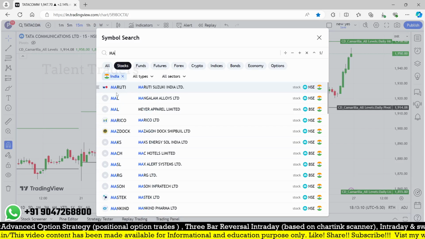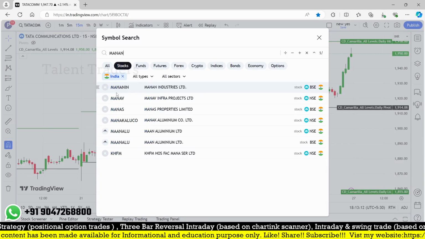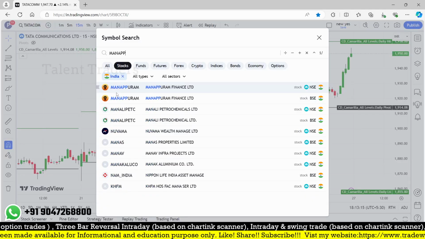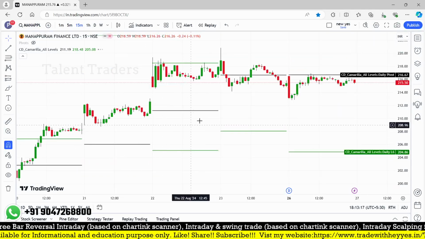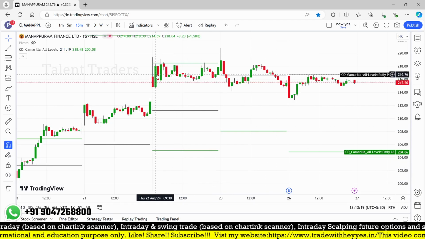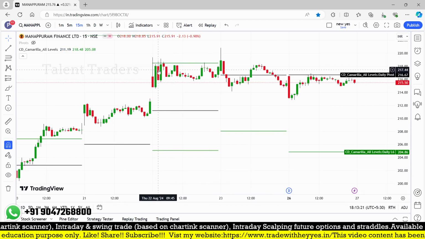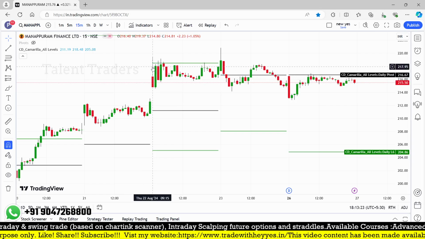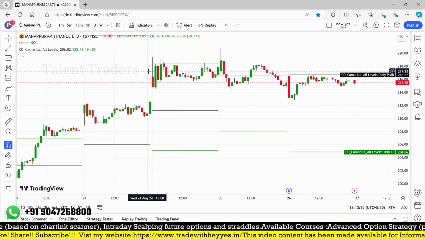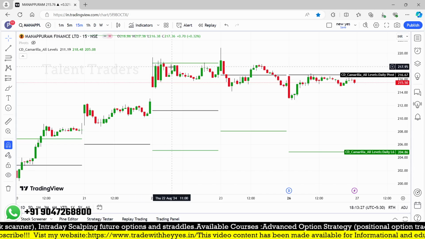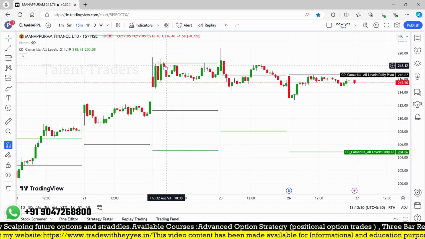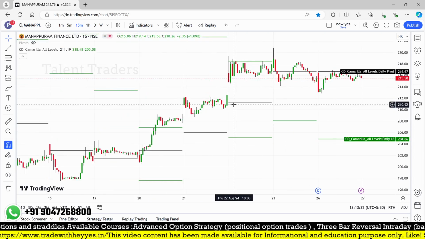I also checked Manappuram. That is also forming such a reversal pattern, maybe at this moment here at 9:15 itself. It is the first candle, and normally we are not focusing on the first candle, but the second or third candle, and it is even more powerful when the R6 level breaks.